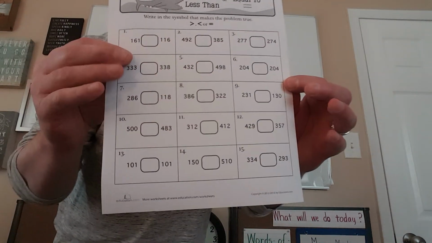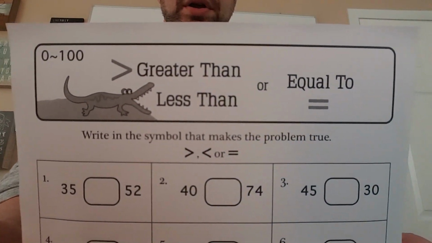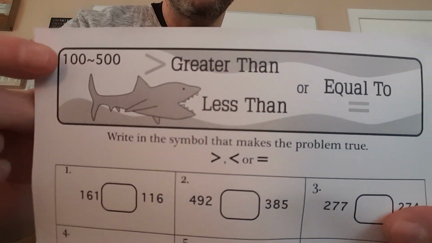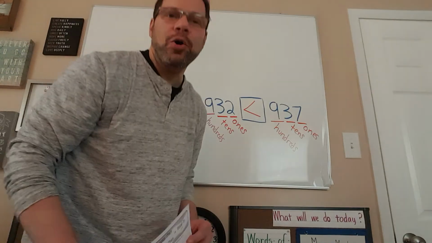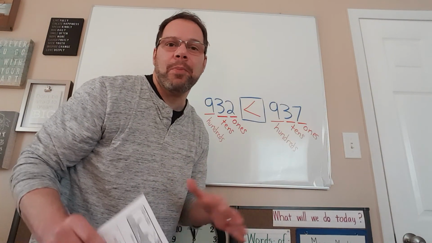Each of these sheets has 15 equations to work on. So you work on this one first on day 1, 0 to 100. And then on day 2, we're going to work on this one, 100 to 500. I hope that was a quick, easy lesson for you. I hope I explained it well. I think I did, but I hope I did.